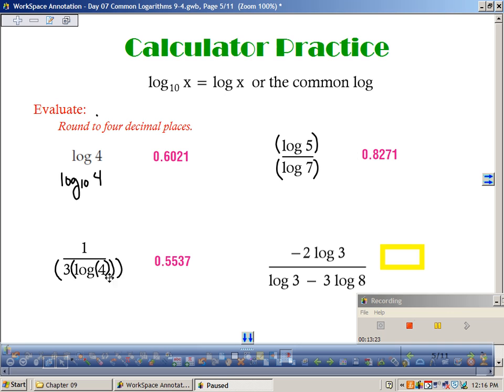Log. Yeah, just as long as your parentheses are all correct. Yes, same thing. You're absolutely right. Ready?